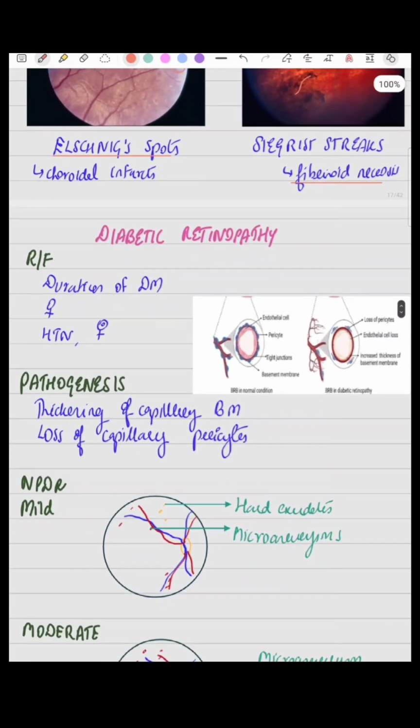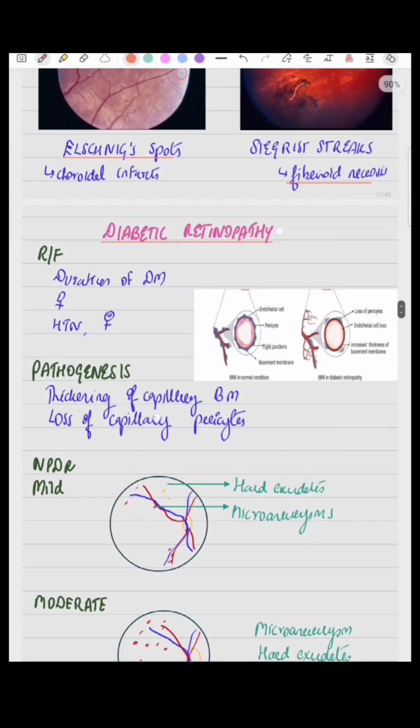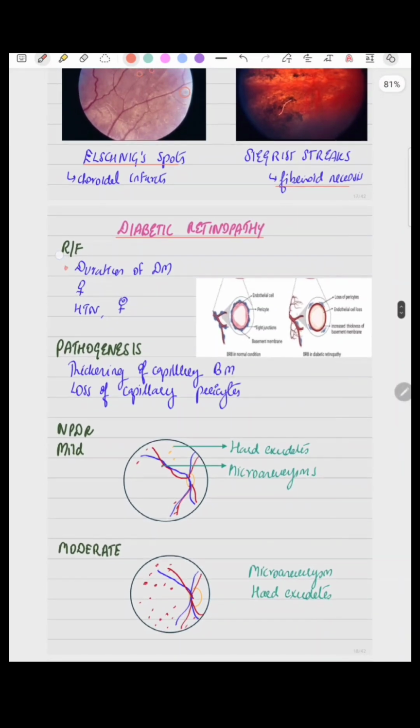Next we will discuss diabetic retinopathy. Risk factors: duration of diabetes is the most important determining factor. 50% develop diabetic retinopathy after 10 years, 70% after 20 years and 90% after 30 years of the onset of disease. It is more common in females. Hypertension and pregnancy accelerate the changes of diabetic retinopathy.